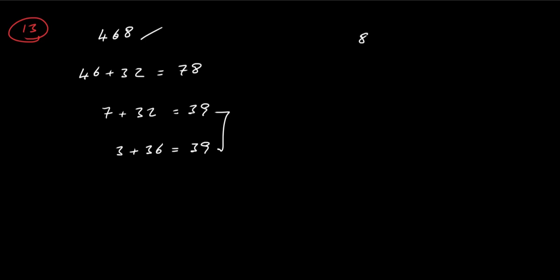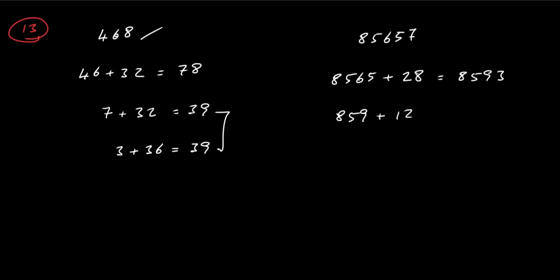Let's try another number, a bigger one. Let's take 8, 5, 6, 5, 7. So you take all the numbers except the last digit, so that's 8, 5, 6, 5, and you add 4 times the last digit. So 4 sevens, 28. So if we add 28 to 8,565, we get 8,593.